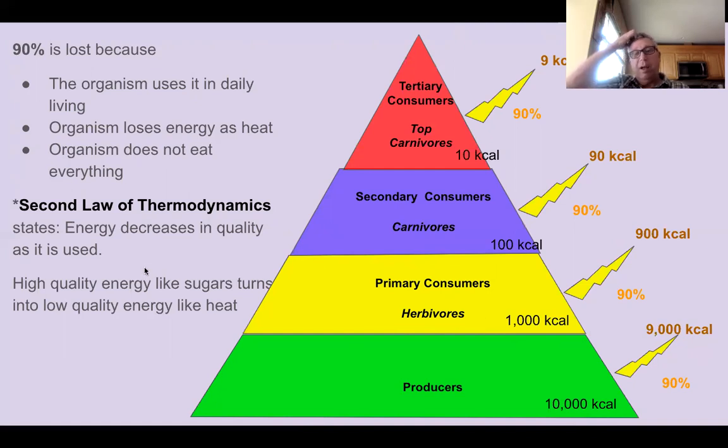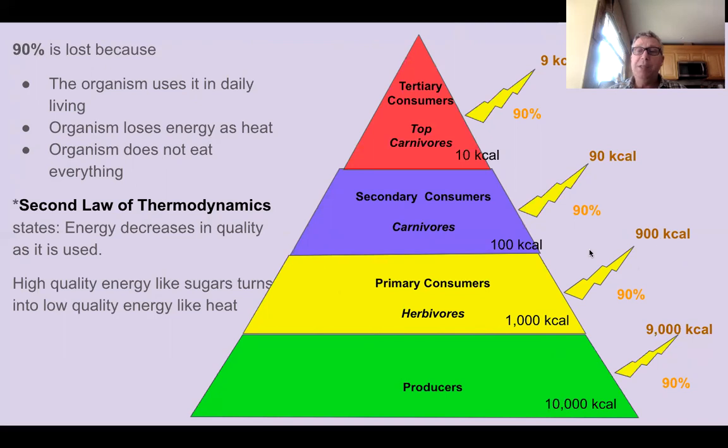So the second law of thermodynamics, we talked about the first law. The second law is that loss of heat, meaning that, okay, we had this 10,000 kilocalories, but how come we only have 1,000 kilocalories available? Well, all this energy that is lost, we can't reuse it. We can reuse this 1,000 kilocalories because it's in the form of sugars, and we can break those chemical bonds and get that energy out of it.